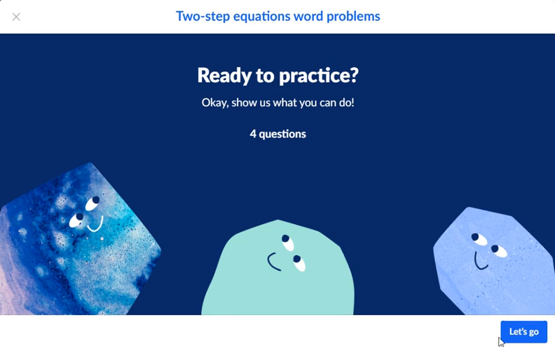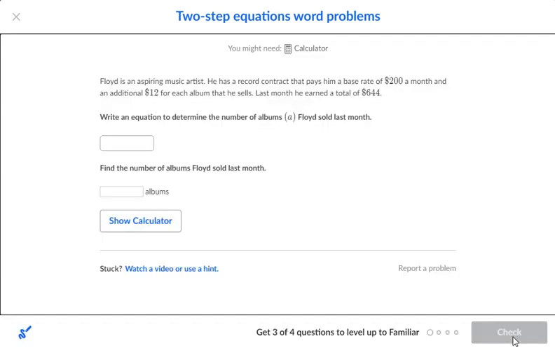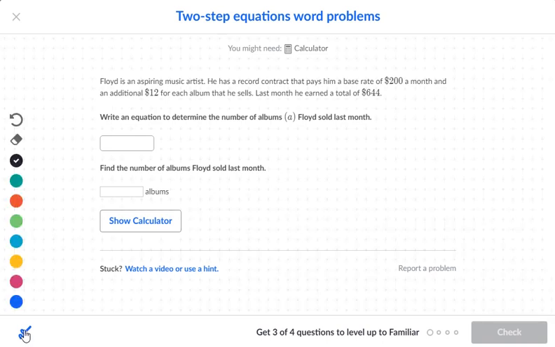Two-step equation word problems. Floyd is an aspiring music artist. He has a record contract that pays him a base rate of $200 a month and an additional $12 for each album that he sells. Last month he earned a total of $644.